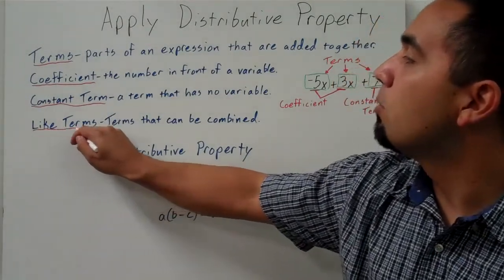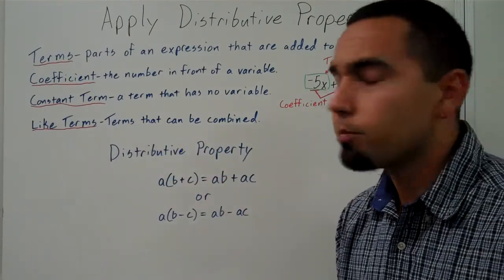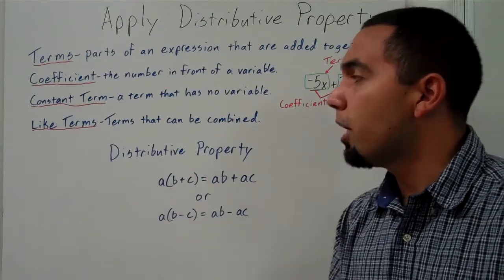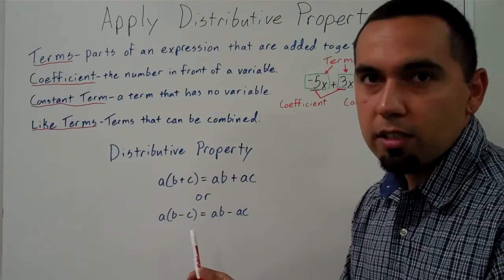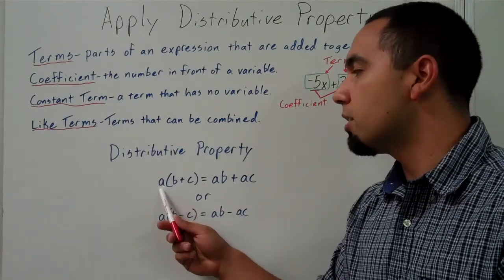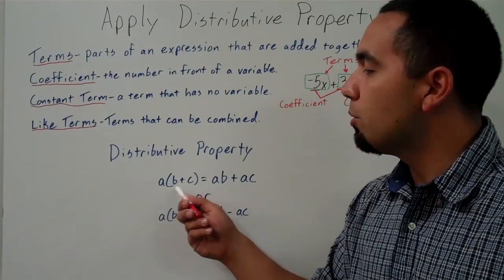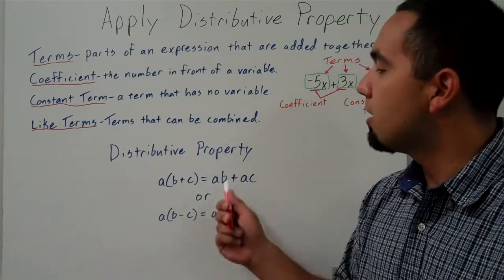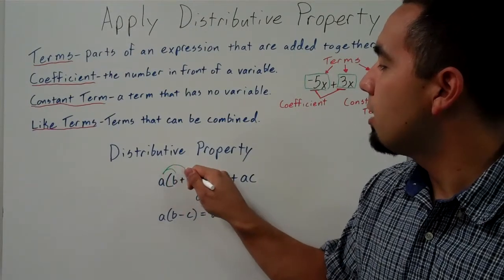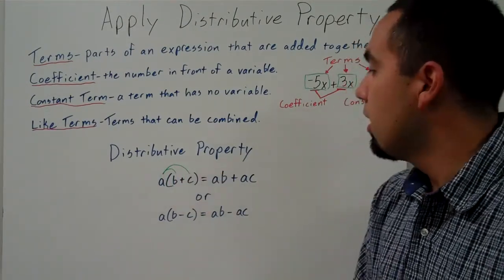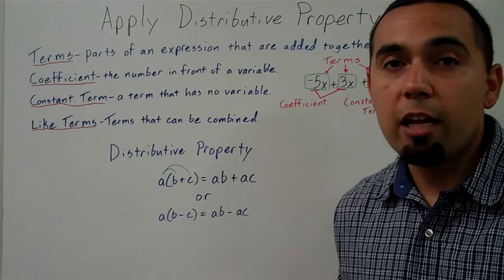Like terms we're going to get into in more detail later, but they're basically terms that can be combined, and I'll show you how to do that later. Right now we're trying to apply the distributive property, and it looks like this. It's a whole bunch of variables, but it's actually pretty simple. It says that if we have any number multiplied by two other numbers being added together, it's the same as multiplying first. So if I multiply a times b and a times c, and then add them together, a times b plus a times c, we get the same exact answer.